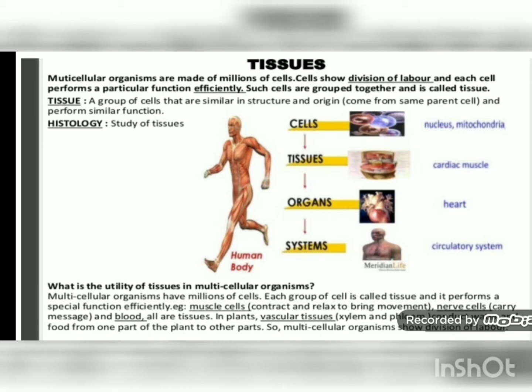But in multicellular organisms there are number of cells, there are many cells. So in multicellular organisms we can see division of labor, that is each cell performs a particular function efficiently, and such cells are grouped together and it is called a tissue. So basically a group of cell is called tissue, but there is some specification. A group of cell performing similar functions, and they are similar in structure, or you can say a group of cells that are similar in structure and origin and perform a similar function is known as tissue.